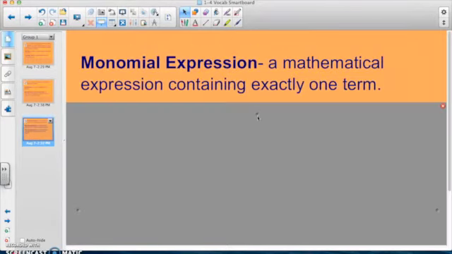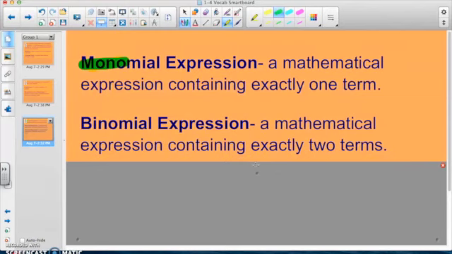All right, we also have different types of expressions. The first one that we're going to talk about is a monomial expression. Note the root word mono, meaning one. A monomial expression is a mathematical expression containing exactly one term. Remember, mono means one. That's not a very good highlighter color on this. There, green works better.